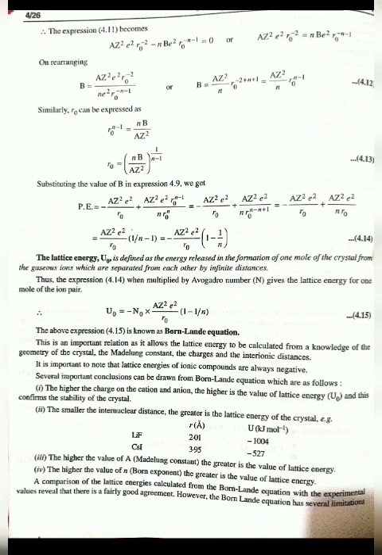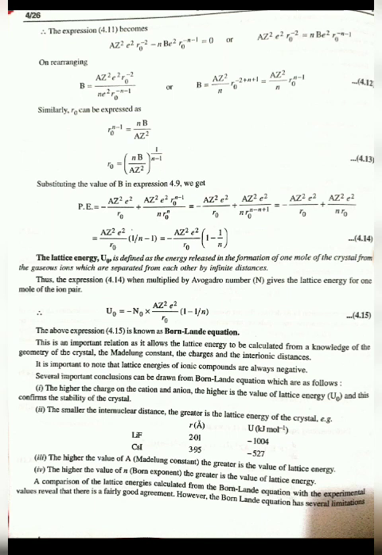So, U0 is equal to minus N0 A Z² e² upon r0 into (1 minus 1 upon n). The above expression 4.15 is known as the Born-Landé equation. This is an important relation as it allows the lattice energy to be calculated from a knowledge of the geometry of the crystal, the Madelung constant, the charges and the inter-ionic distances. It is important to note that lattice energies of ionic compounds are always negative.